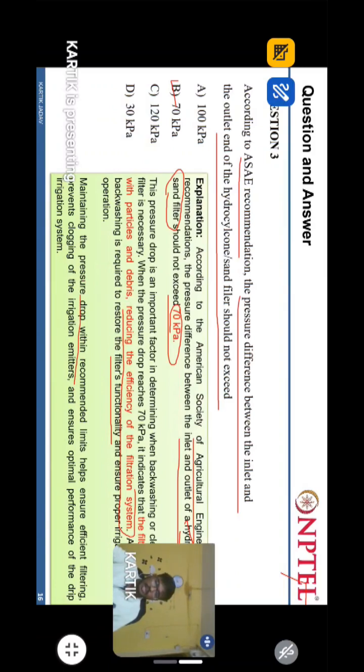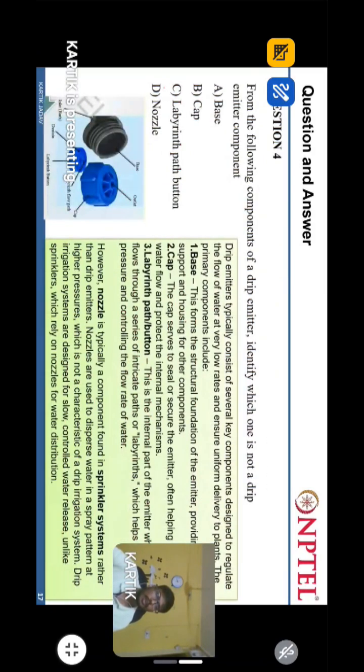Maintaining the pressure drop within recommended limits helps to ensure efficient filtering, prevent clogging of the irrigation emitters, and also ensure the optimal performance of the drip irrigation system. Right. Let's move on to the next question. Question number 4.